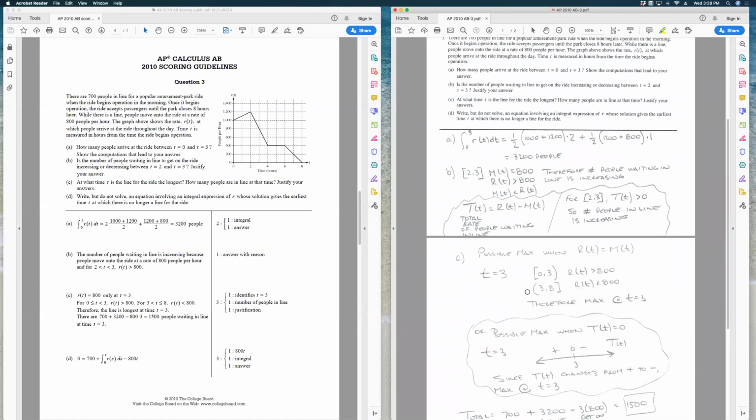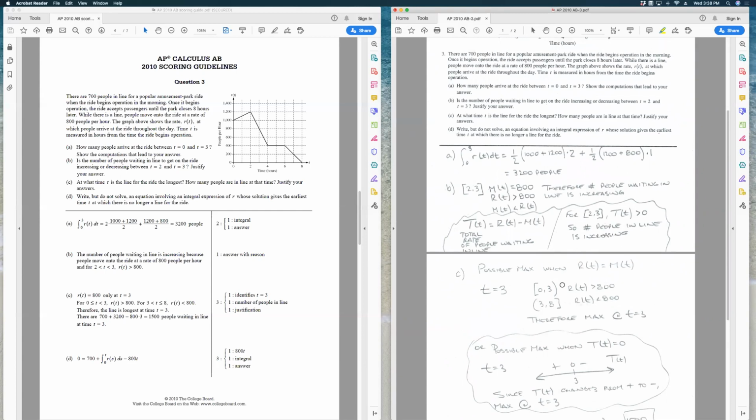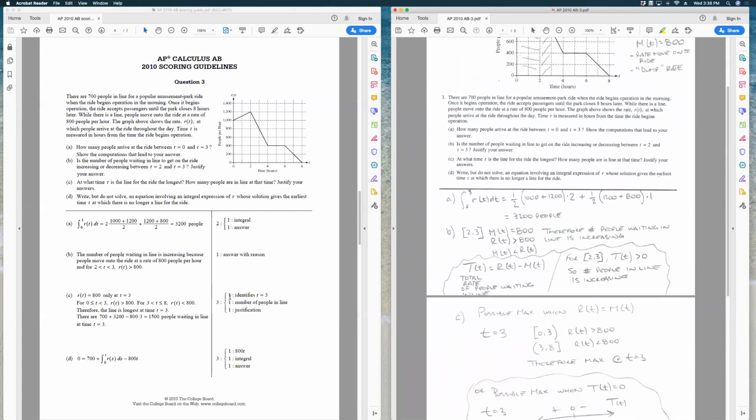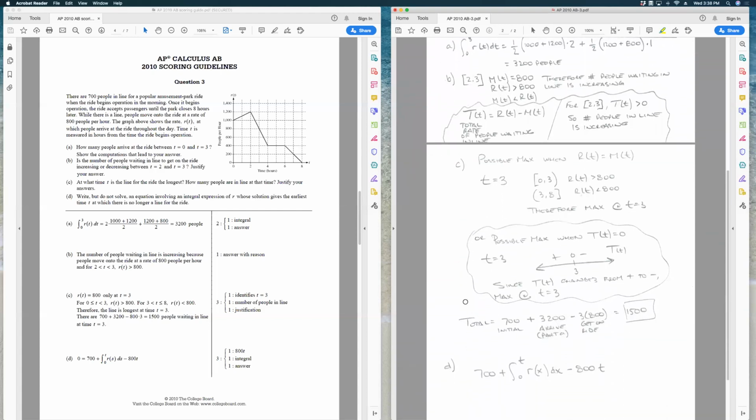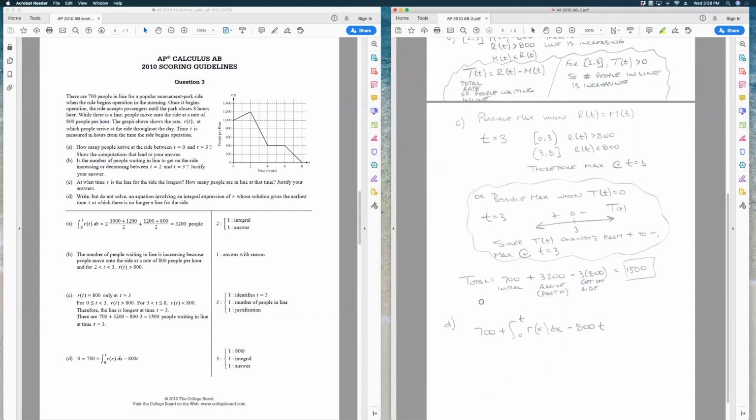The other way of doing this is just saying, okay, between 0 and 3, R of t is greater than 800. Between 3 and 8, R of t is less than 800, so therefore it's a max. It's going from positive to negative, or greater than and less than. So in terms of points, you get a point for identifying T equals 3, when the rates were both equal. And the justification is a point, and we didn't get to finding the number of people in line.